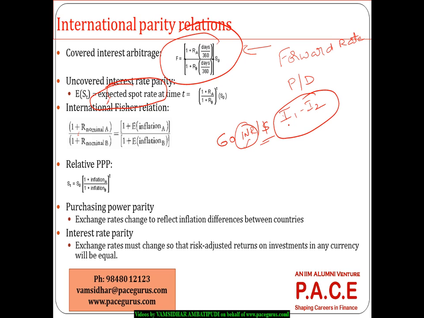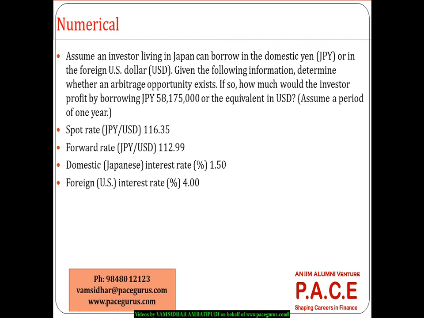Straightforward. If an arbitrage opportunity exists, then I can borrow in one currency, invest in the other currency, and again pay back in the other currency, and finally make a profit in the process. So let's see, I'll take one example to cover the same. Look at this example here, then I'll come back. An investor living in Japan. So Japan is the domestic country, and the Japanese yen is the domestic currency, so he can borrow either in the domestic currency or in the foreign currency. So now we are looking at whether there is any arbitrage opportunity existing.